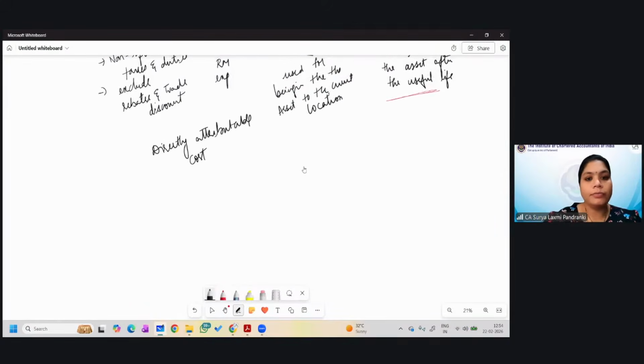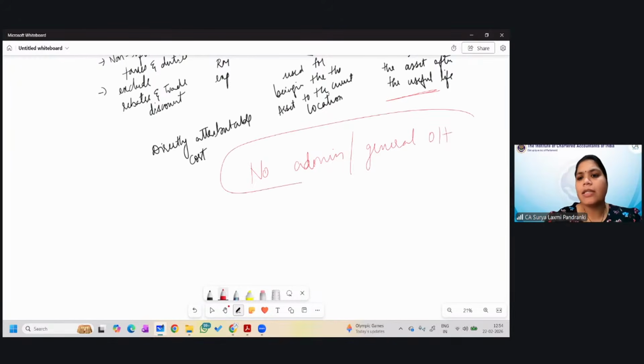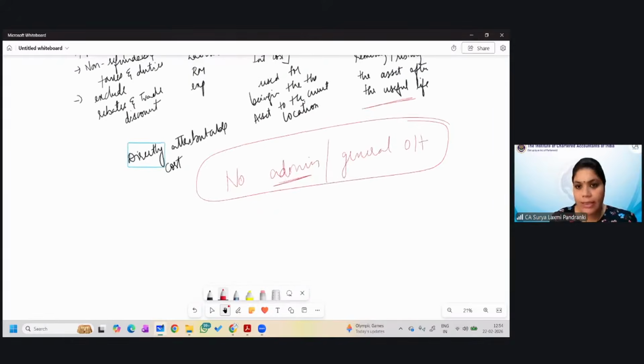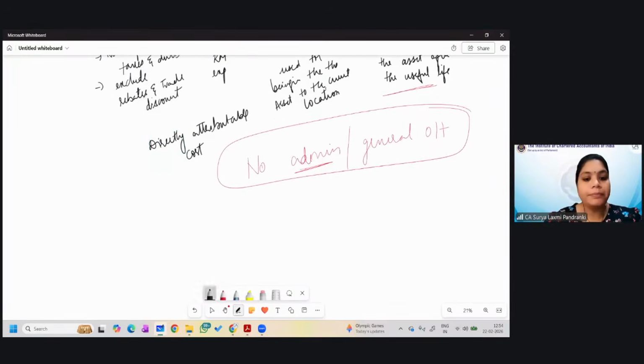Also, a red point I will mention: no admin or general overheads. General overheads and all will not be considered. This we have discussed before also. Admin expenditure, which is general, cannot be considered. If that admin expenditure is mandatory to bring that asset to your location, yes. Otherwise, no.